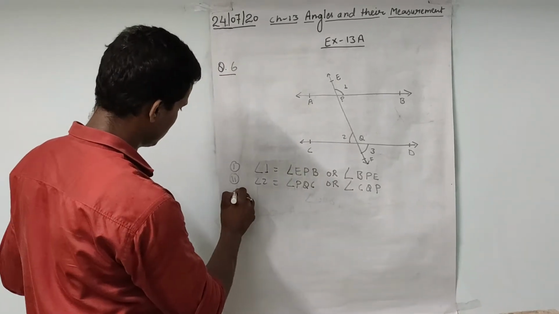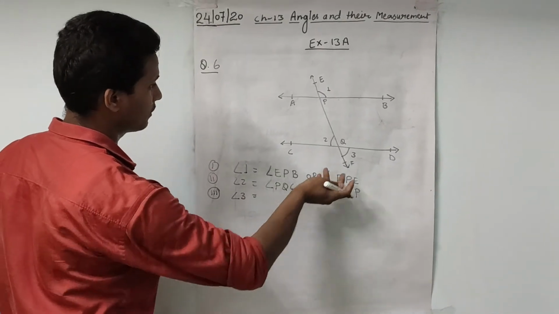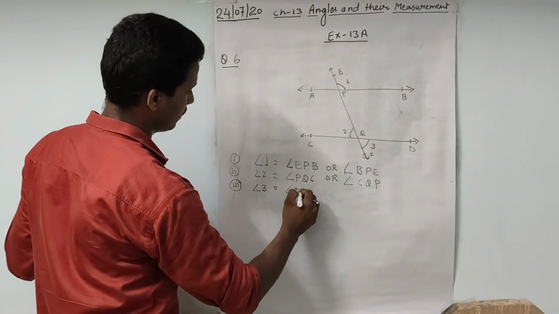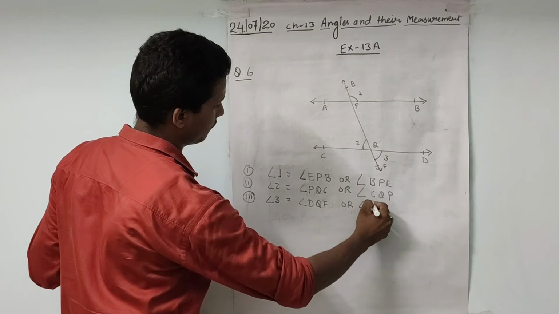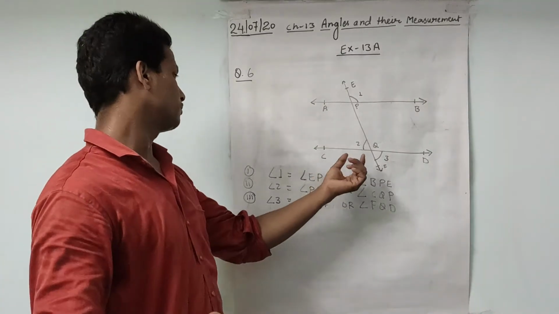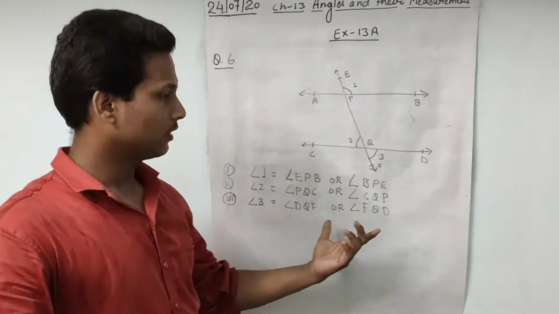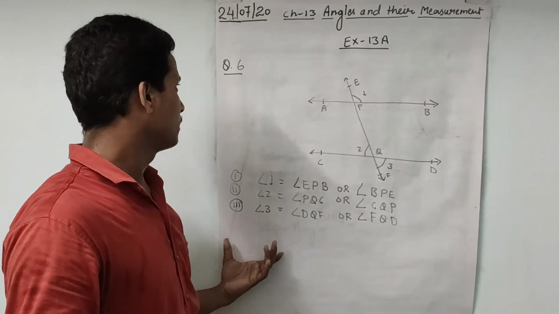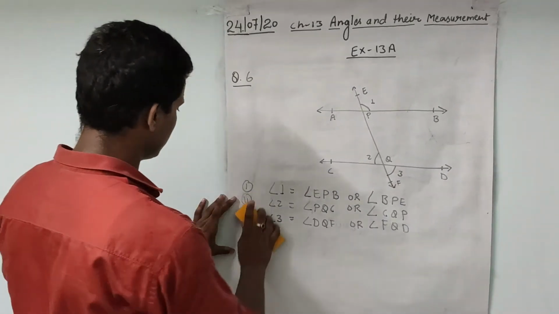For angle 3 you can write DQF or FQD. The point where the angle is made should be in between, and the first and last letters can be interchanged. So that's it for exercise 13A. We will continue with exercise 13B. Now the next exercise is 13B.